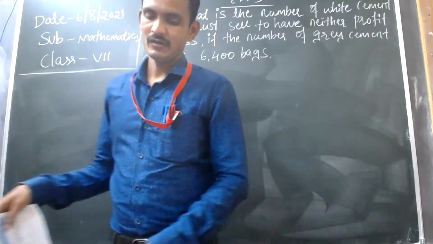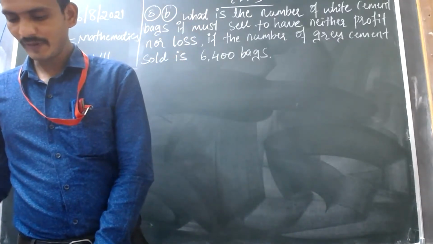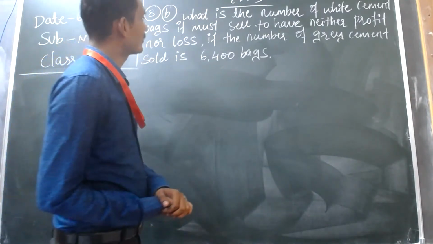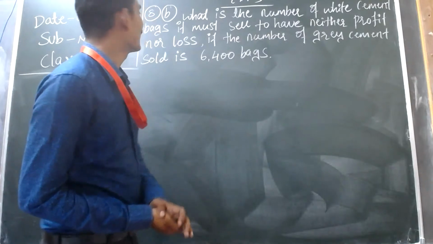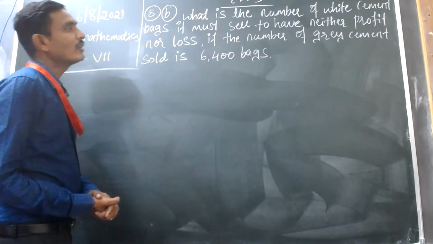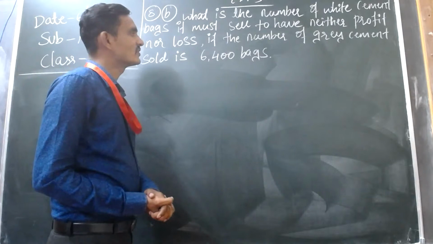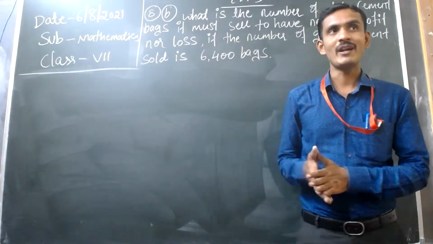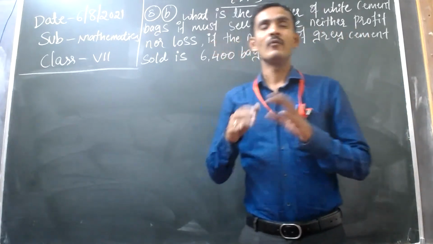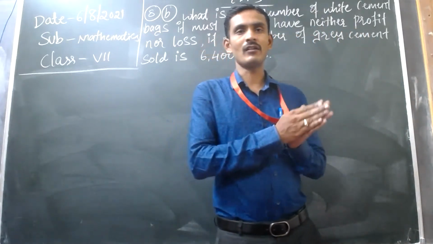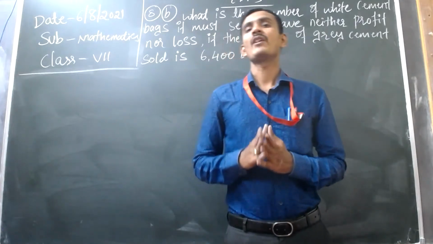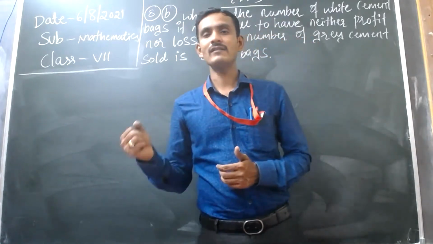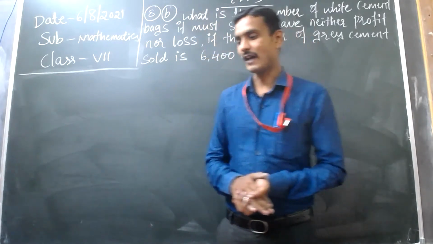So the question is: what is the number of white cement bags it must sell to have neither a profit nor a loss if the number of grey cement sold is 6,400 bags? We have to sell white cement as well as grey cement, and we can't have a profit or a loss. We have to maintain a balance. For that, how many white bags should be sold? That is the question they are asking.